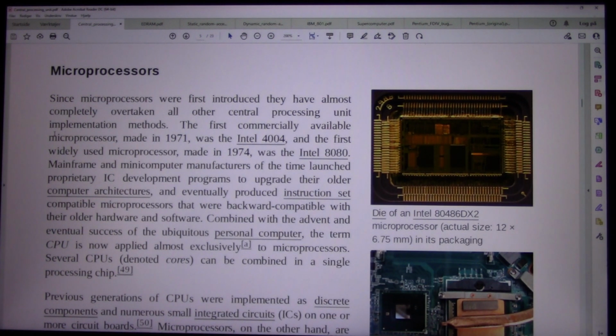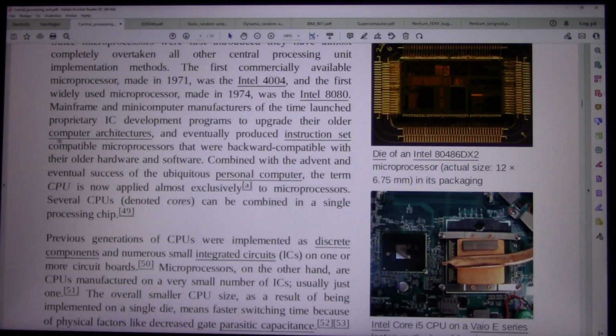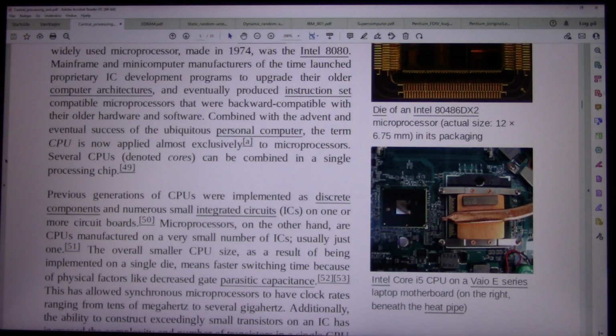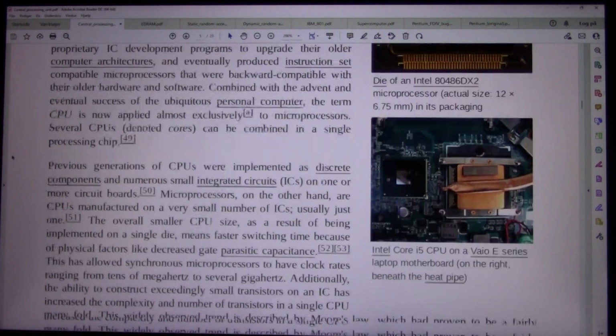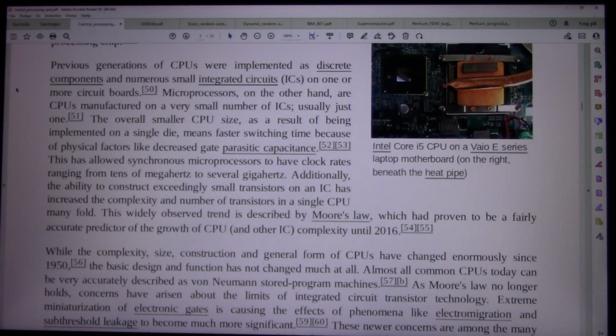Combined with the advent and eventual success of the ubiquitous personal computer, the term CPU is now applied almost exclusively to microprocessors. Several CPUs, denoted cores, can be combined in a single processing chip. Previous generations of CPUs were implemented as discrete components and numerous small integrated circuits, ICs, on one or more circuit boards. Microprocessors, on the other hand, are manufactured on a very small number of ICs, usually just one.